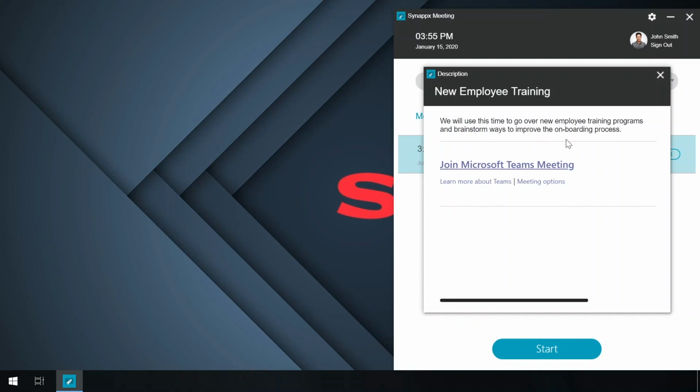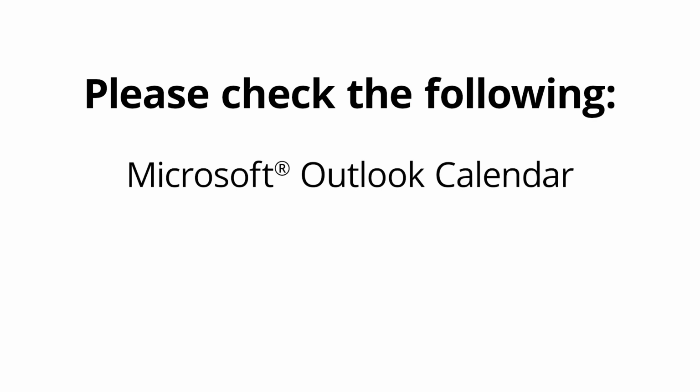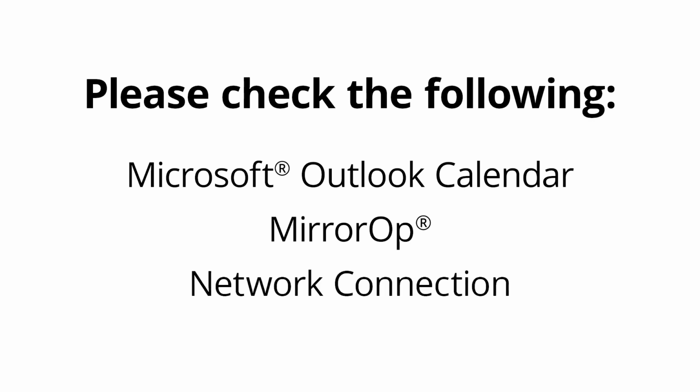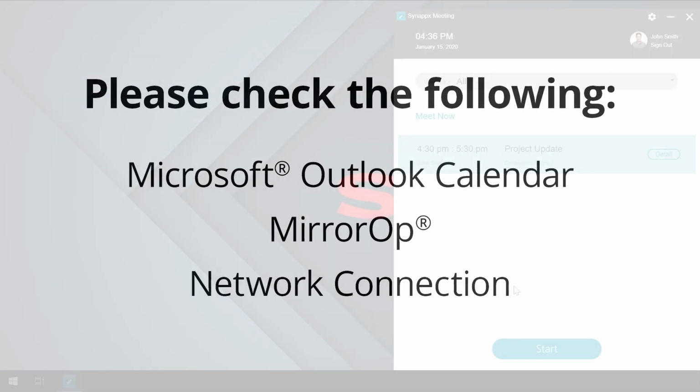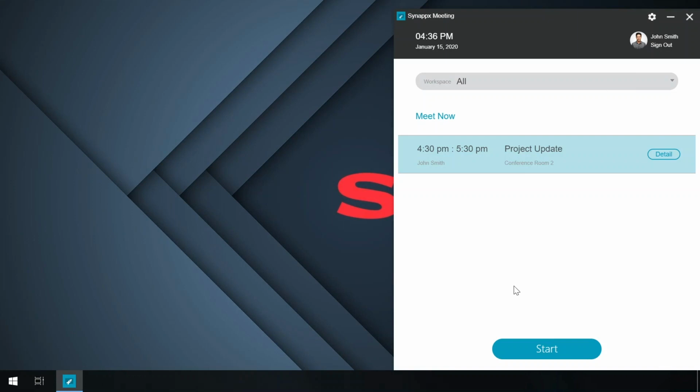Before launching your first Synappx-enabled meeting, please check the following. The scheduled meeting appears in your Outlook calendar. Your PC has MirrorOp installed and is connected to the correct network. You can start a meeting by double-tapping the meeting or by selecting the meeting and selecting Start.